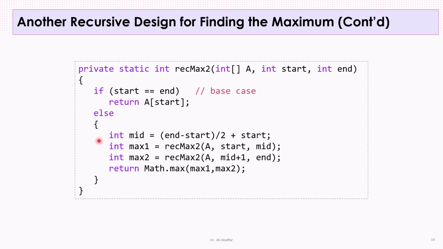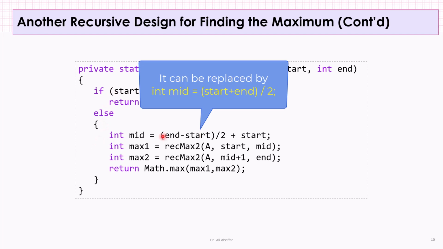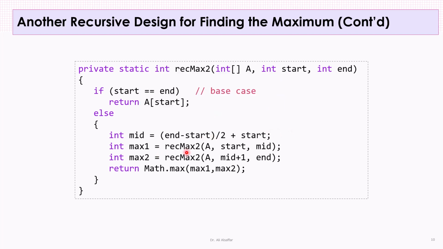Otherwise, first we need to compute the middle index, and the middle index is equal to (end minus start) divided by 2 plus start. And remember that all variables here are integers, so the result is supposed to be an integer. Then we have to make two calls of the method. The first call will be on the first half, and the range for this half will be from start to mid. And the second call will be on the second half, and the range of the second half will be from mid plus 1 up to end. And both will return two values. The first return value will be the maximum for the first half, and the second return value will be the maximum of the second half.